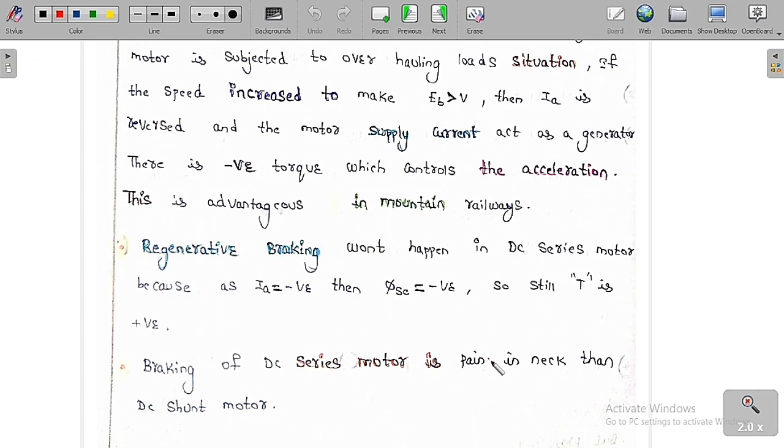There is no unintentional braking. Nature is not giving any brake here, so you have to apply the brakes to stop it. In a DC series motor, you have to externally apply brakes to stop it because whatever torque is coming, it is always in the positive direction itself.